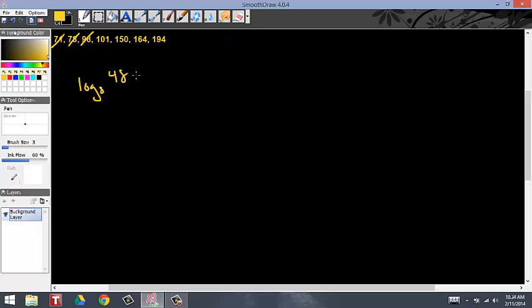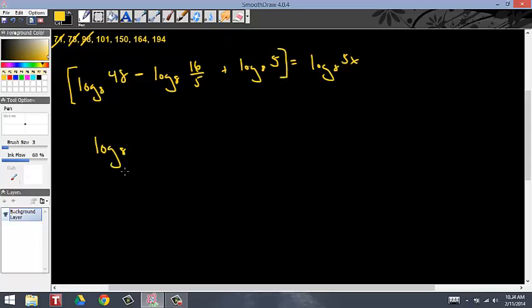Log base 8 of 48 minus log base 8 of 16 over 5 plus log base 8 of 5 is equal to log base 8 of 5x. Okay, so what I have here is a bunch of different things going on. I have log base 8 minus all of this stuff. So I'm going to combine all three of these logarithms. Let's see if we can condense it all into one solid logarithm here.